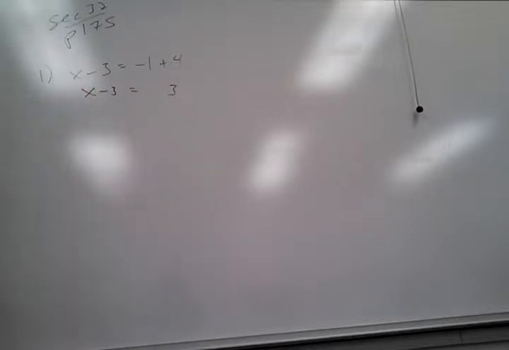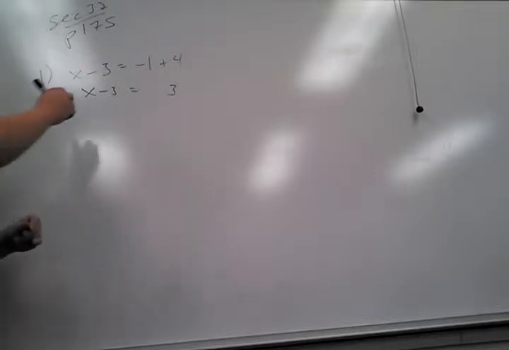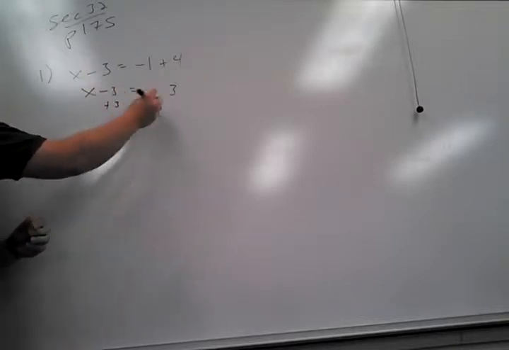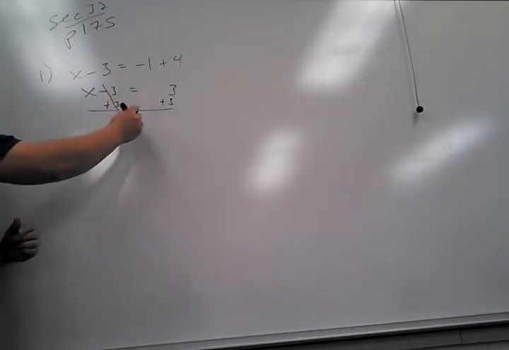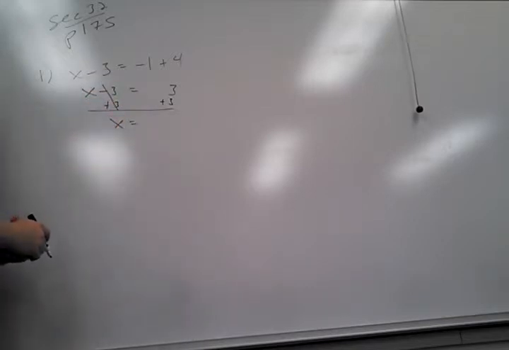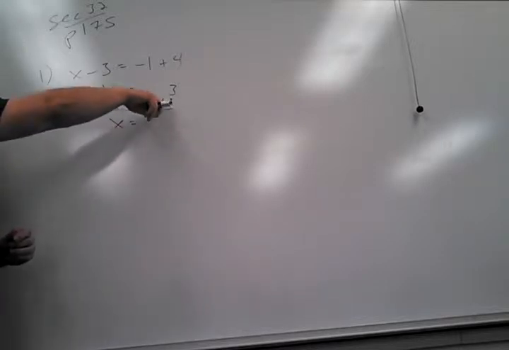And on this side, it's still x minus 3. So how do you make the x get by itself? 3 plus -3 would be 0. And so that's exactly why you want to add 3 to both sides, because then you get the x by itself. x equals 3 plus 3, which is 6.